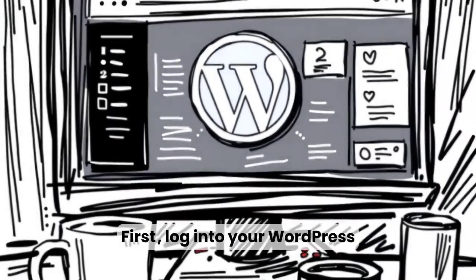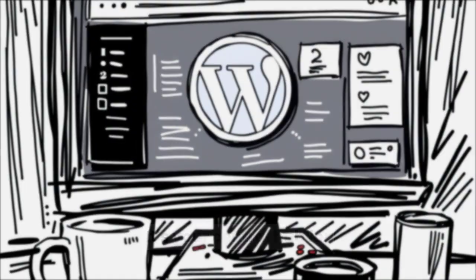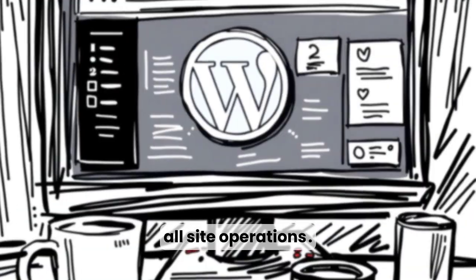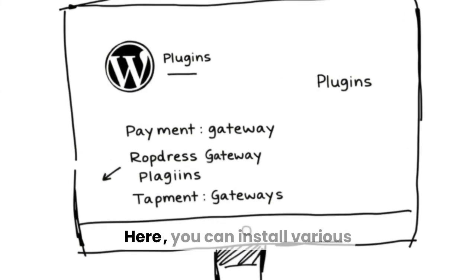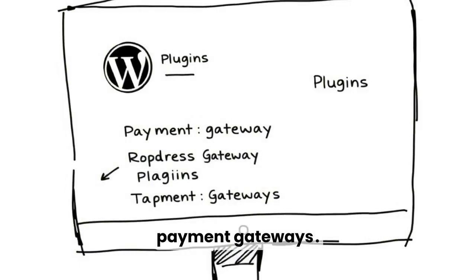First, log into your WordPress dashboard. It's your central hub for all site operations. Navigate to the Plugins section. Here, you can install various payment gateways.